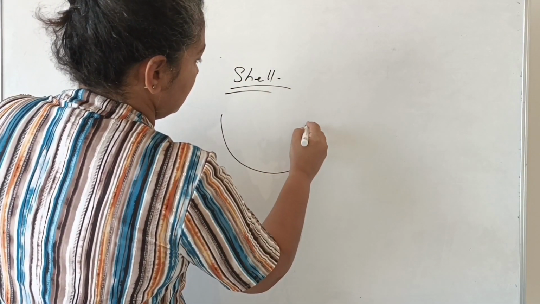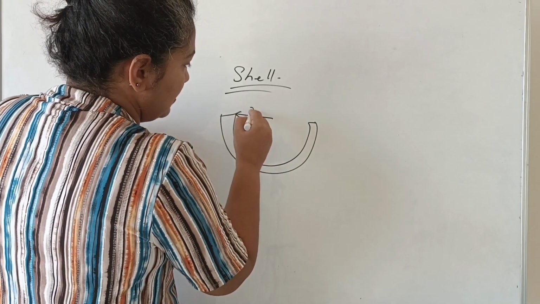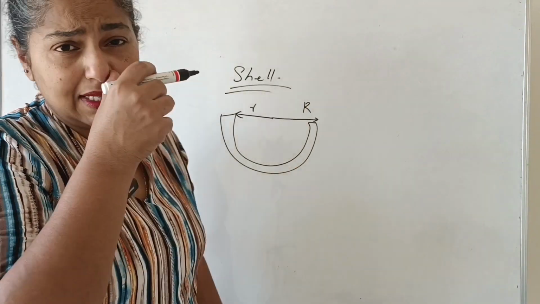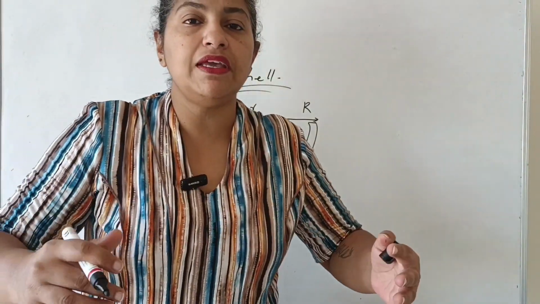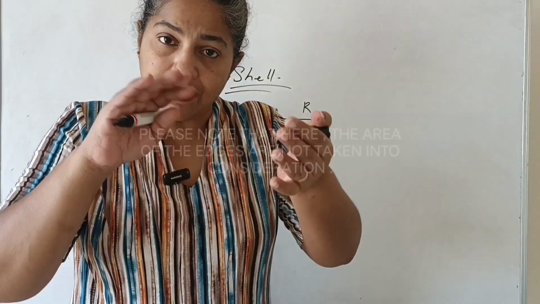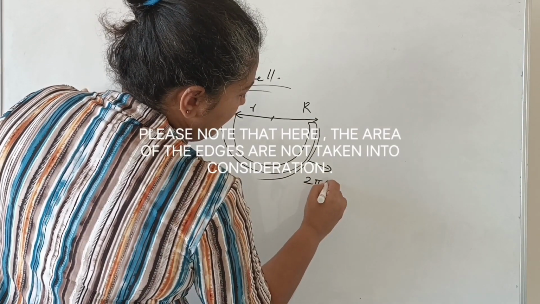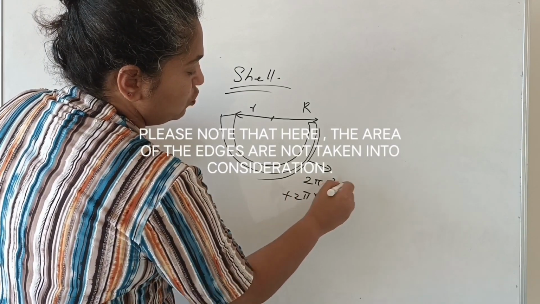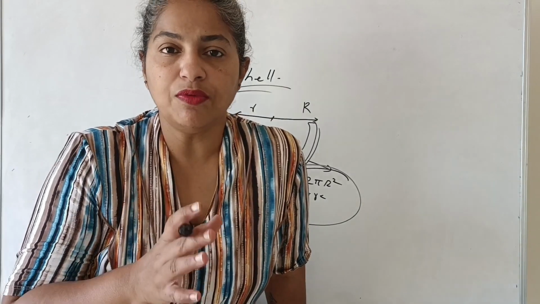So, internal radius r and the external radius is capital letter R, just like in the case of a cylinder. Now, I told you area is all the places where you can run your hand. I can run my hand on the top. I can run my hand in the inside also. So I will have an area of 2 pi R squared as the outer area plus 2 pi r squared as the inner area. Okay, I hope you have understood.